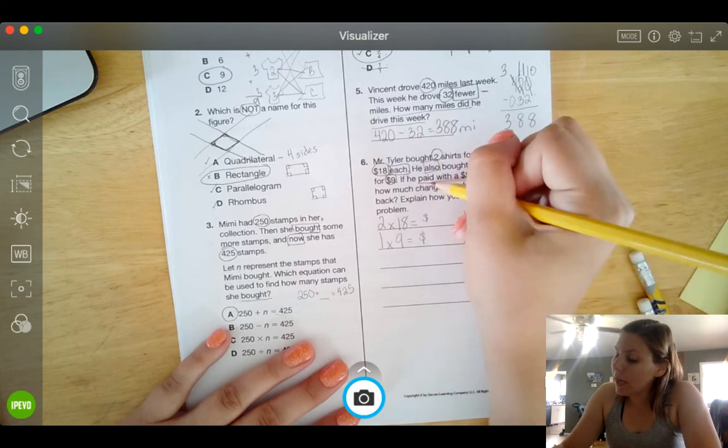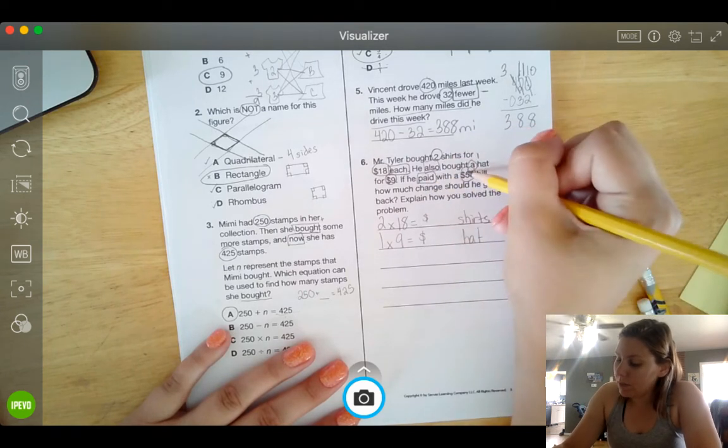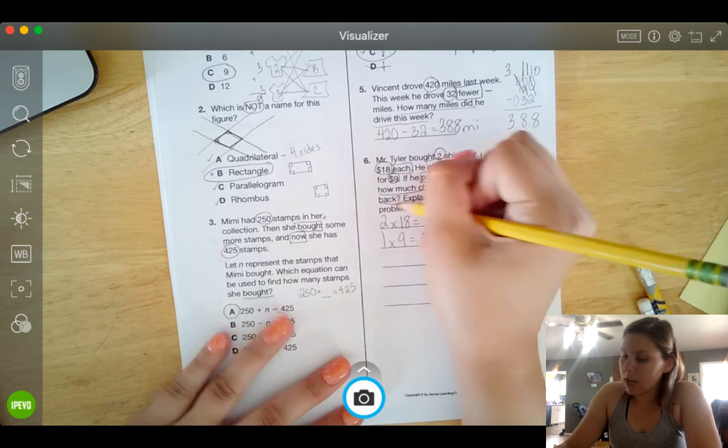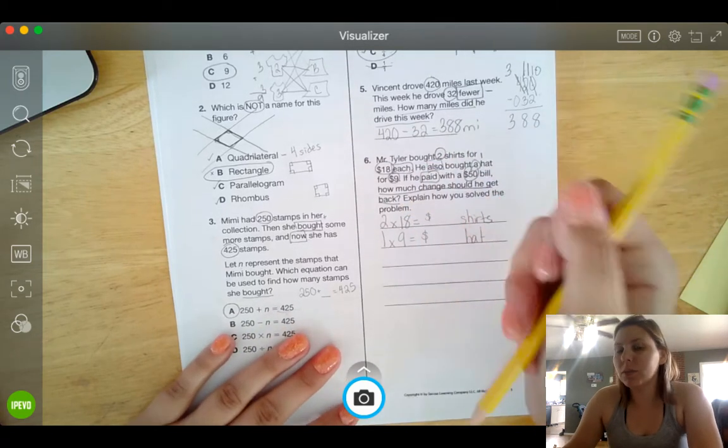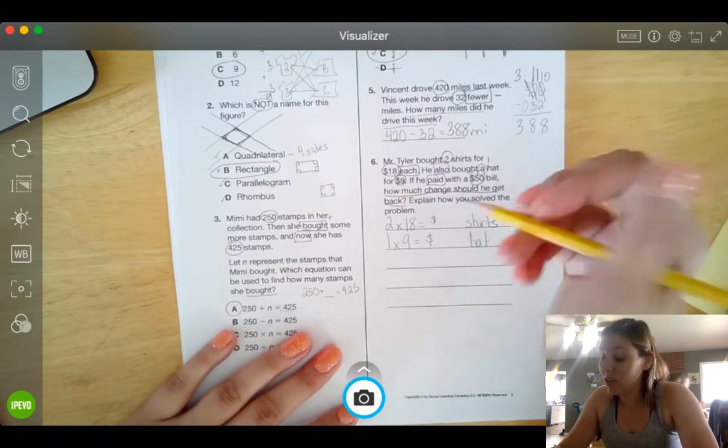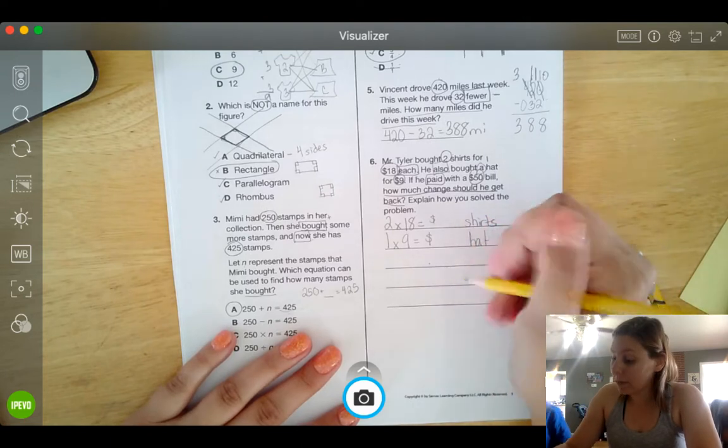If he paid with a $50 bill, how much change should he get back? So this is one of our multiple step problems that can be kind of tricky. Figure out how much he spent.